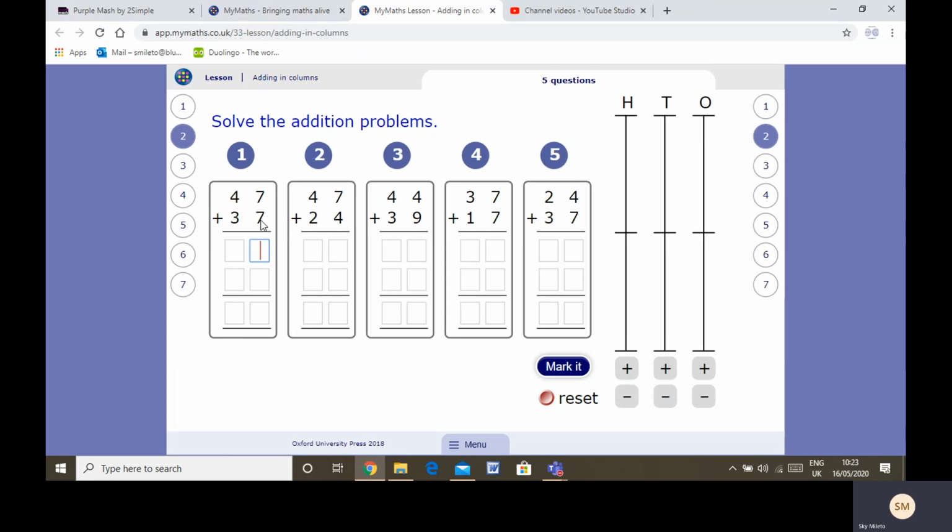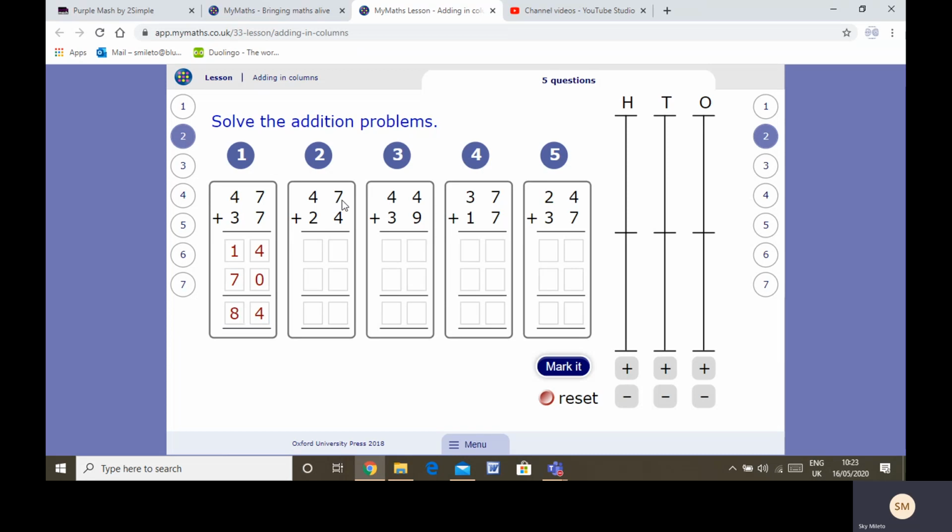7 plus 7 is 14. So that's 1 in the tens and 4 in the ones. 40 plus 30. 4 plus 3 is 7. So that will be the 7 in the tens, and we don't have any ones because it's 70. 40 plus 30, so it will be 70. And then I add them together, 4 and 70.